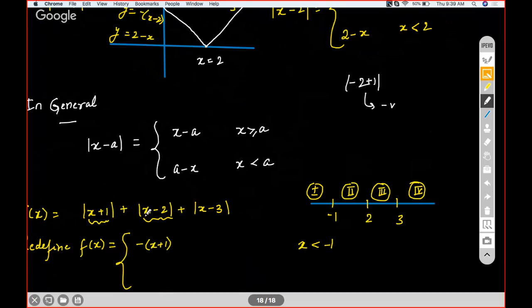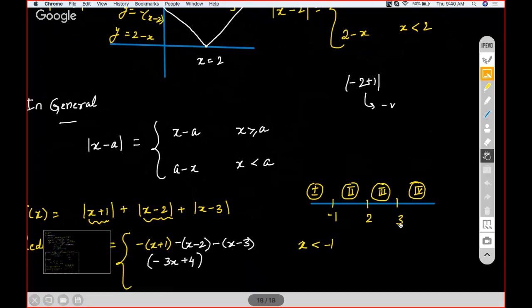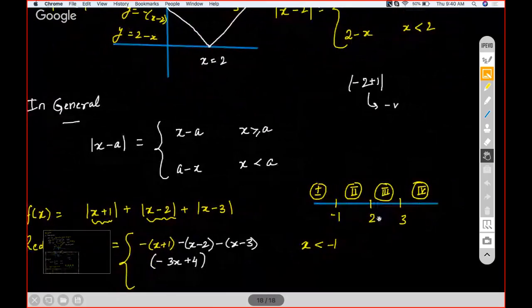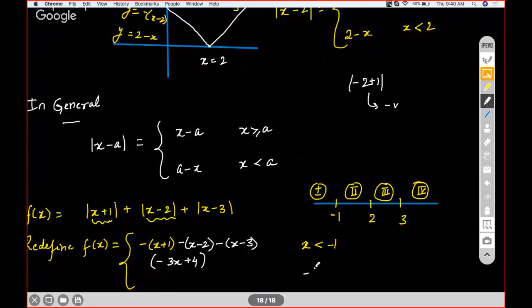Now what will happen to this term? Again, choose minus 2. Minus 2 minus 2 is a negative quantity, so it will be again minus of x minus 2. Again, minus 2 minus 3 will be a negative quantity, so you can write it like this. So it will be redefined as minus 3x plus 4. Let me just write this in brackets. Now what about minus 1 to 2?